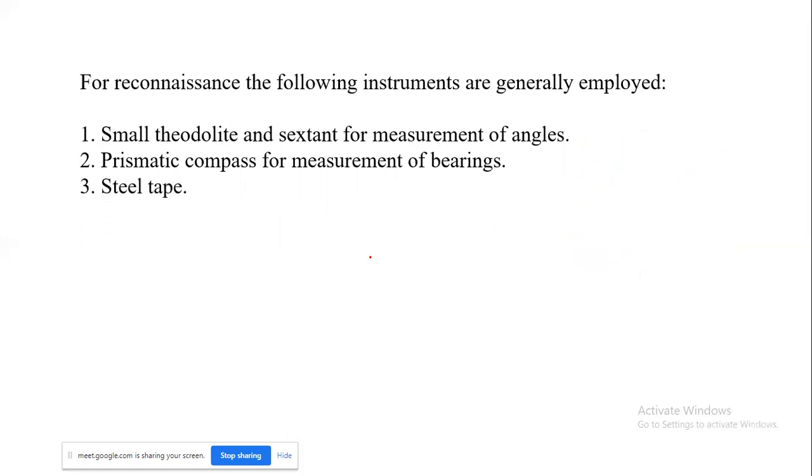Then you can have a steel tape or pocket tape. Then you can have a binocular. Then instruments and materials.